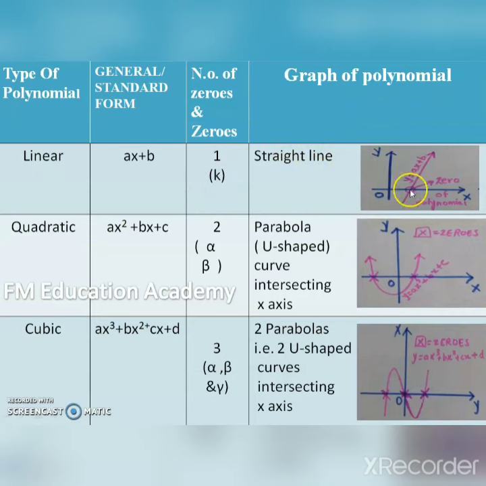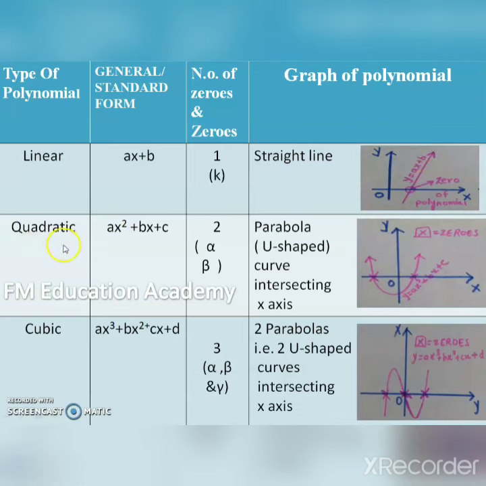If this is my x-axis and this is my y-axis, then this equation y equals ax plus b is my linear polynomial. It will meet the x-axis at one point. This I have given as a reference, as an example. So here the zero of the polynomial is at this point because the graph is intersecting the x-axis. So always remember a linear polynomial will have a straight line.